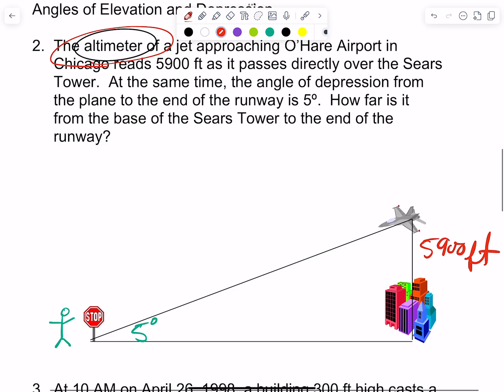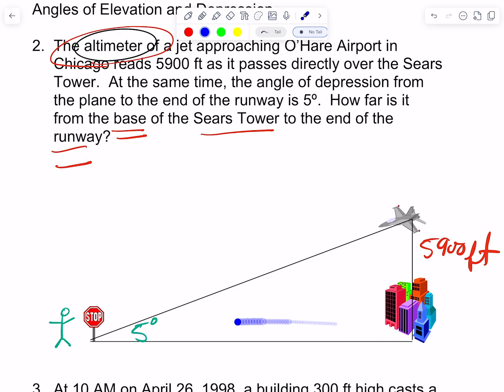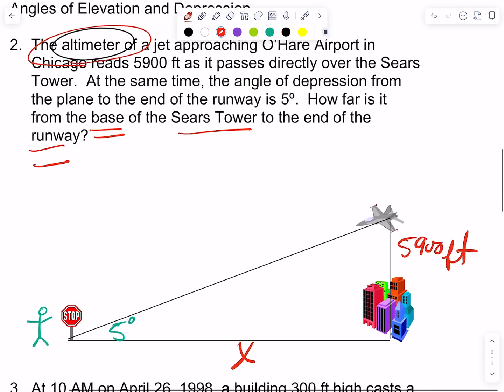Okay. How far is it from the base of the Sears Tower to the end of the runway? Is X our unknown that we're looking for? Would that be the horizontal or is that the hypotenuse? Horizontal. The key words to me are base and runway. So it wants this right here. Everybody cool? Yeah. Okay.